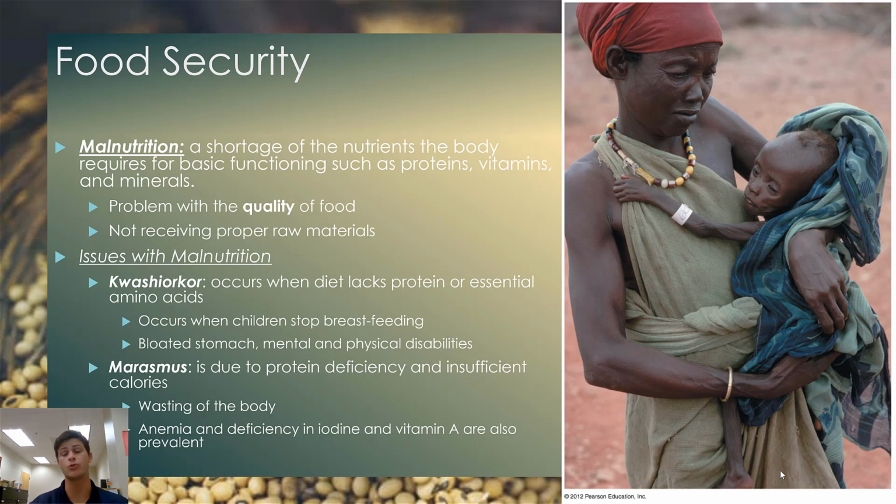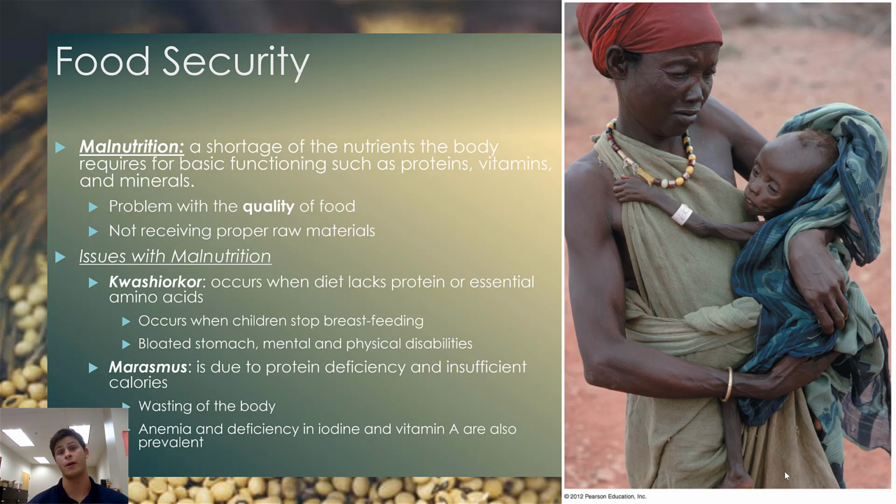The next term I want you guys to be familiar with is something called malnutrition. Malnutrition is a shortage of nutrients in the body. Undernutrition referred to energy, malnutrition refers to nutrients. Basically it's a shortage of the nutrients that the body requires for basic functioning, such as the building and maintenance of things like proteins, vitamins, and minerals that your body needs to survive and function. This is not a problem with the quantity of food. This is a problem with the quality of the food that you are getting. And it basically means that your body is not receiving enough raw materials that it needs to keep itself alive.